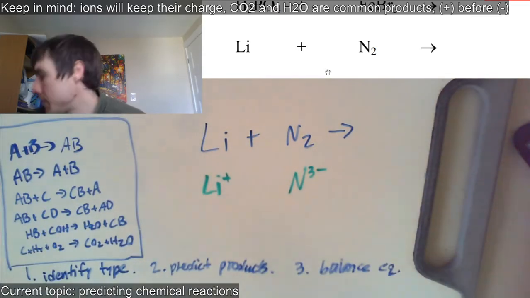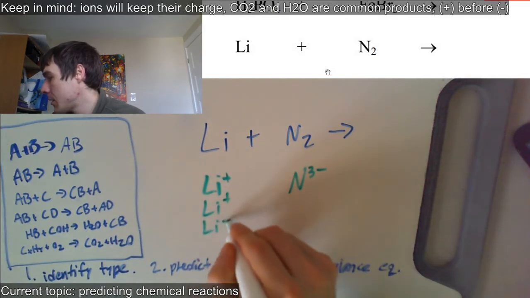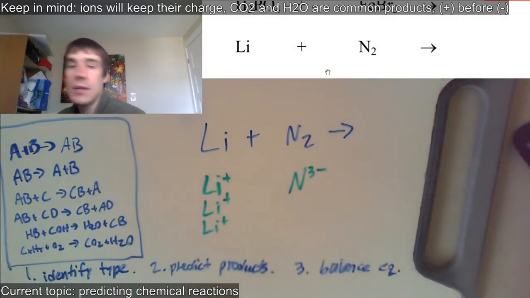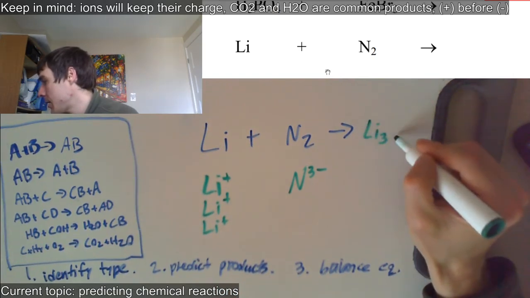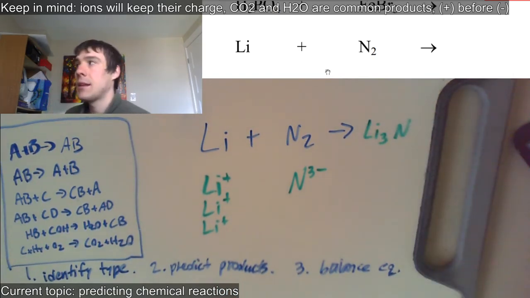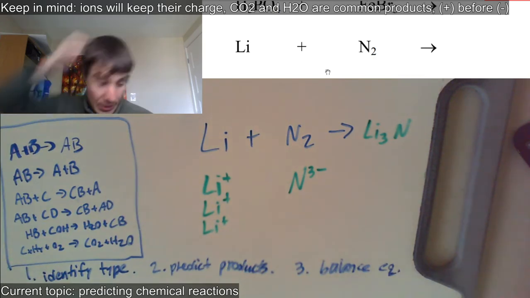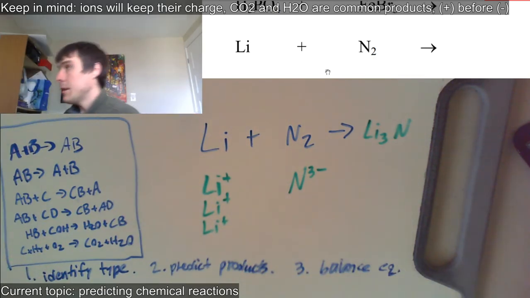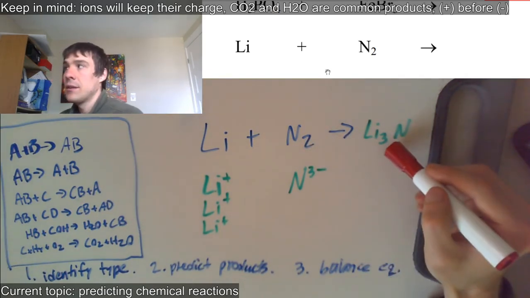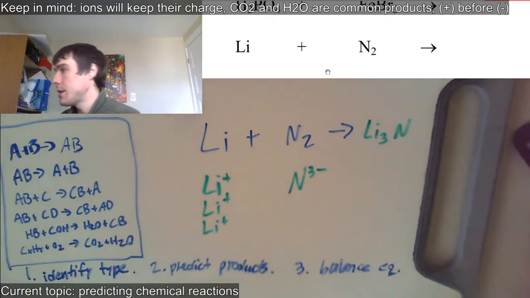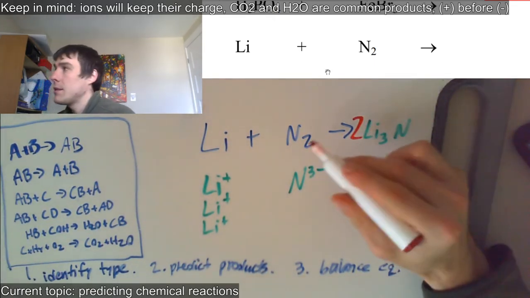So to make lithium match with nitrogen, we need 3 lithiums to match our 3- on our nitrogen. So that's going to make Li3N. So how do we balance this? Well, this is N2. There's only 1 nitrogen on this side, so I think the natural thing would be to put a 2 here. Now the nitrogens are balanced.